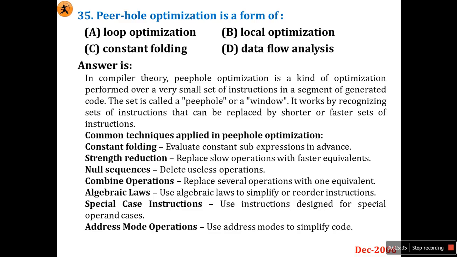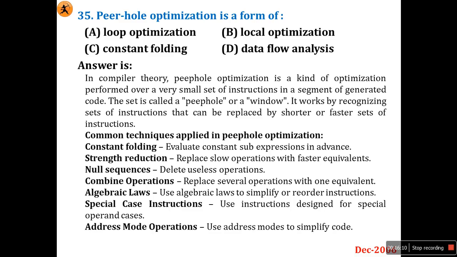It works by recognizing sets of instructions that can be replaced by shorter or faster sets of instructions. If it is a longer string, we can replace it with a smaller string. This is peephole optimization. Now look at the common techniques applied in peephole optimization. First one is constant folding, which evaluates constant sub expressions in advance. This is one form of peephole optimization.